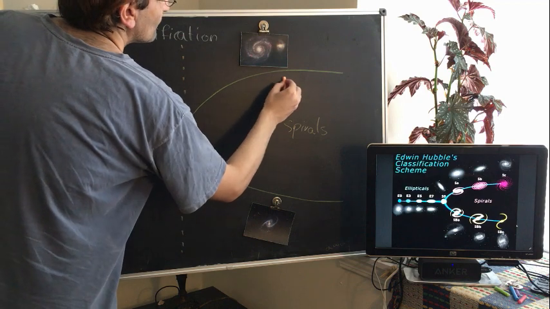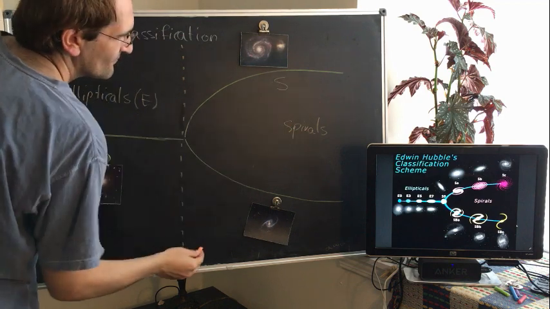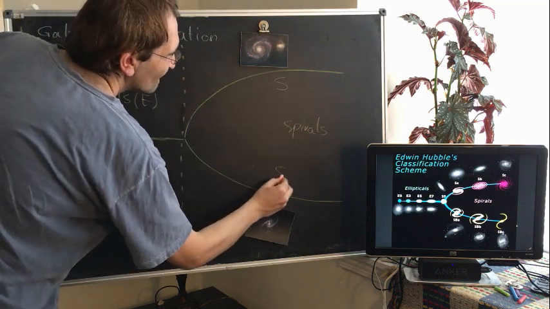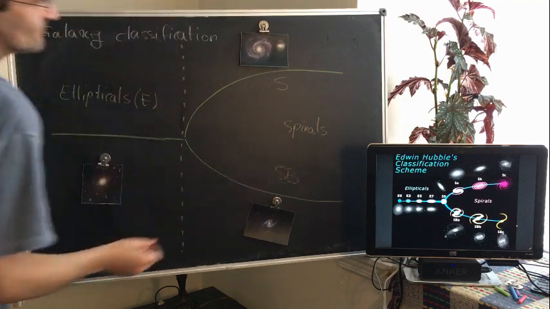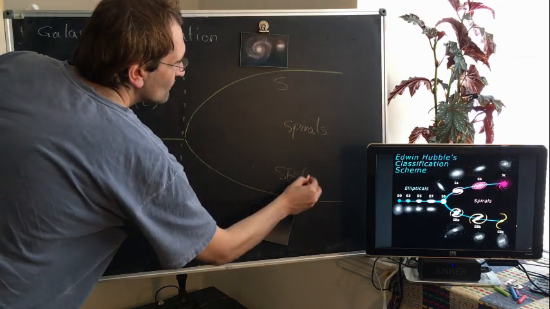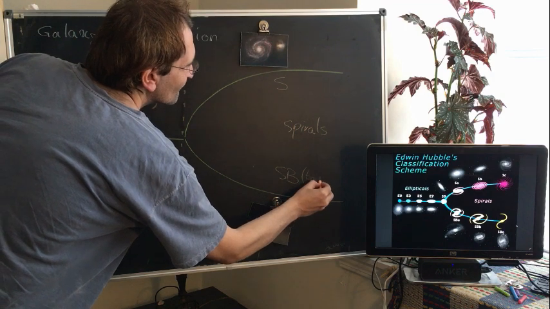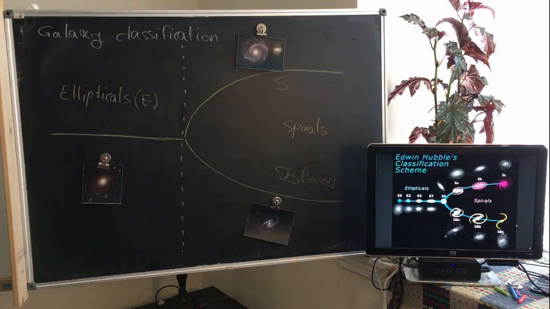One of them is just regular spiral, or we use S. The other one is barred spiral, or SB. B stands for barred, and we use capital B. You'll see why. Now let's talk about subtypes.